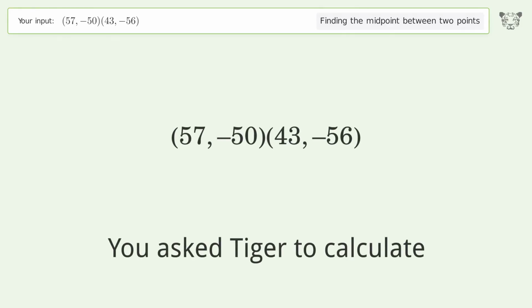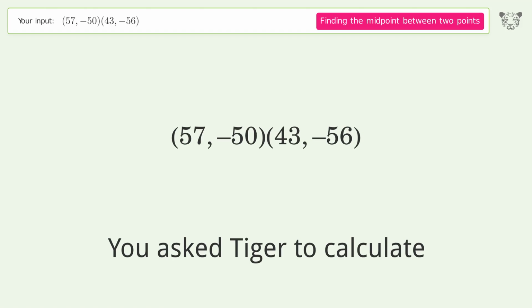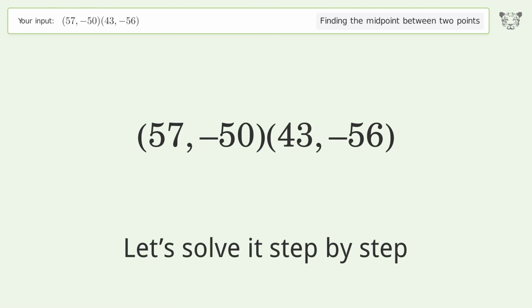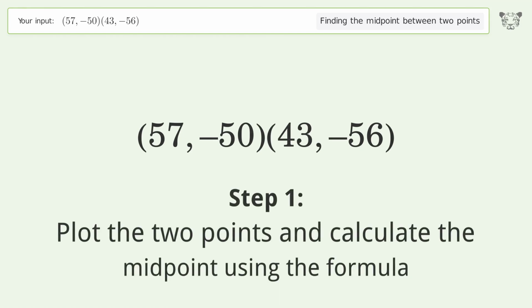You ask Tiger to calculate. This deals with finding the midpoint between 2 points. The midpoint between the 2 points is 50, negative 53. Let's solve it step by step. Plot the 2 points and calculate the midpoint using the formula.